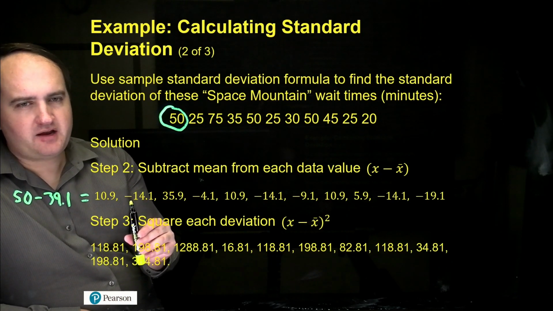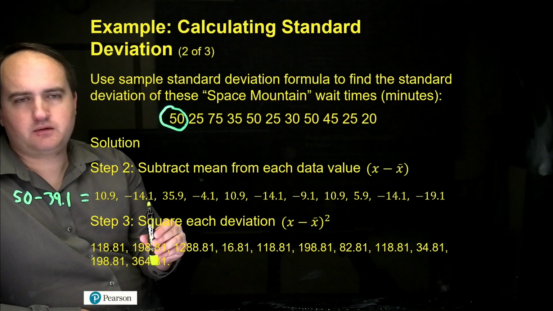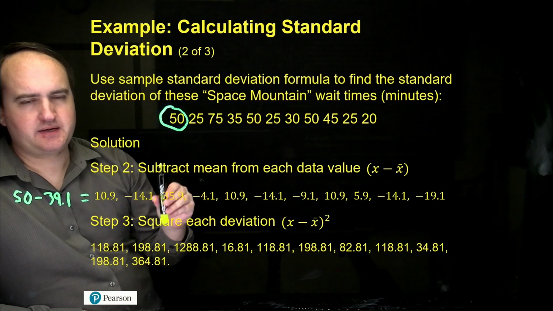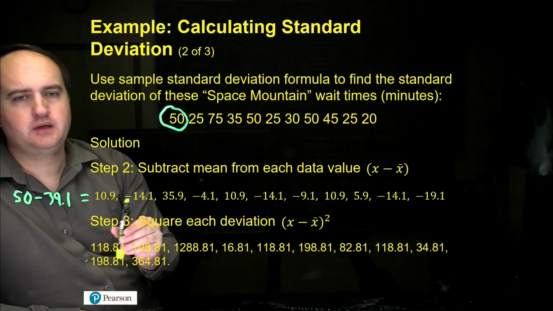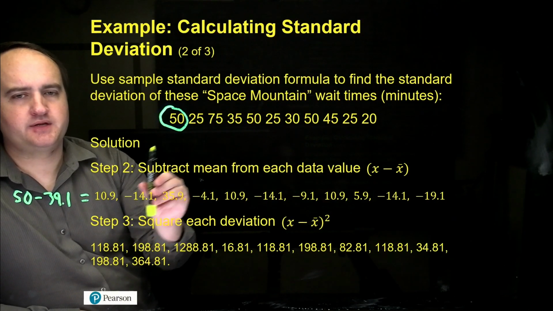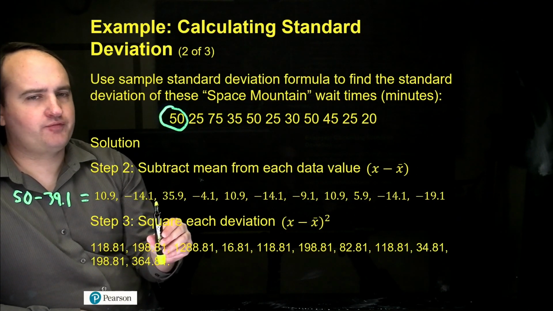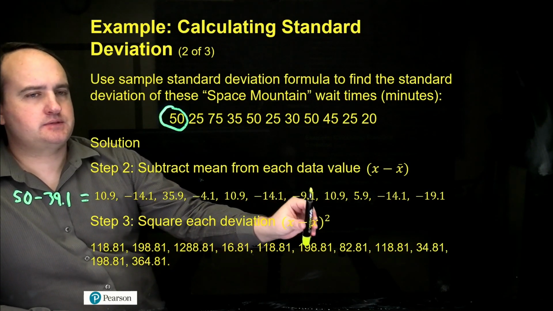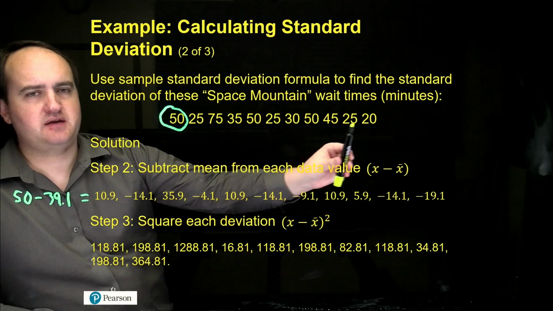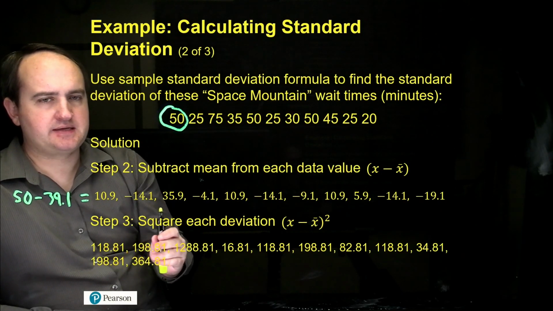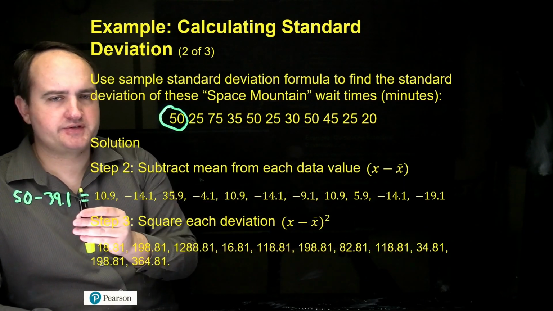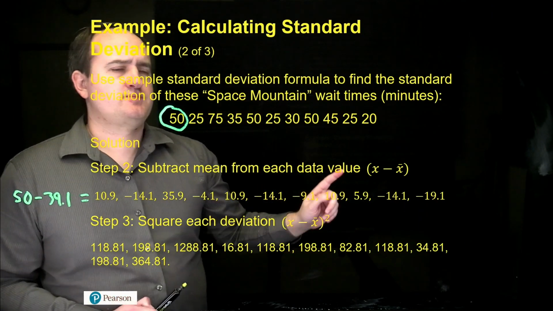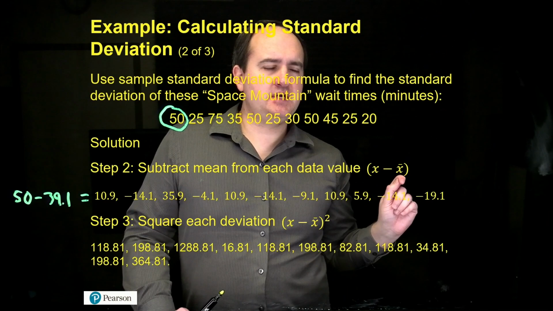The next one, how did they get negative 14.1? Well, they're just subtracting. So the next one would be 25 minus 39.1. So 25 minus 39.1 gives you negative 14.1, and so forth. And then you have to calculate all of these for every single data value, and then you write them in a list as they did here. So this is just a list of subtractions, subtracting the mean from each data value.